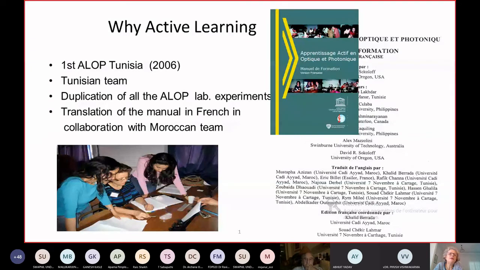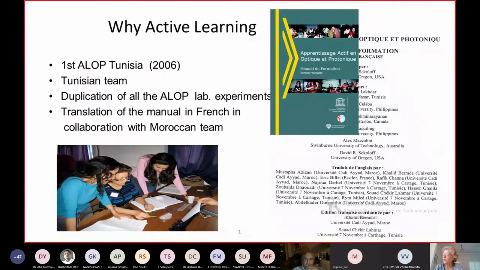Immediately in 2006, we decided, with the other colleagues who had attended the workshop, to make a team, duplicate all the ALOP lab experiments, and translate the manual into French. This is the first page of the French manual. The translation was done with the Moroccan team, which also attended the workshop in Tunisia in 2006. Why did we translate into French? Because in North Africa, I mean Tunisia, Morocco, and Algeria, science is taught in French. And you can see here the names of both the Tunisian and Moroccan group members.